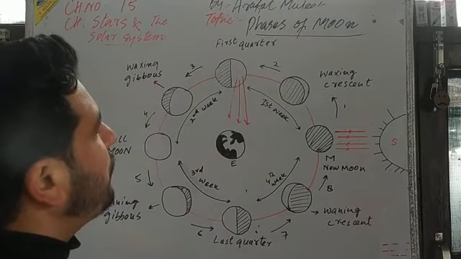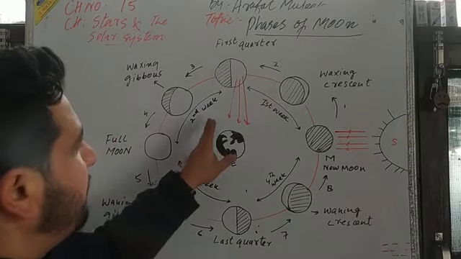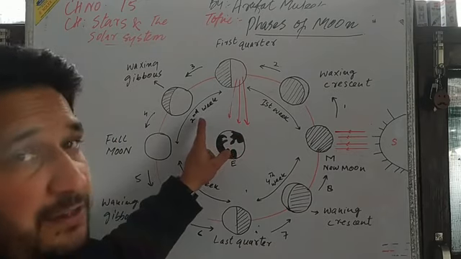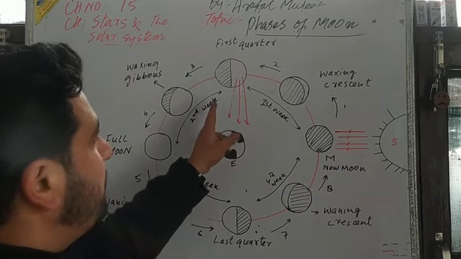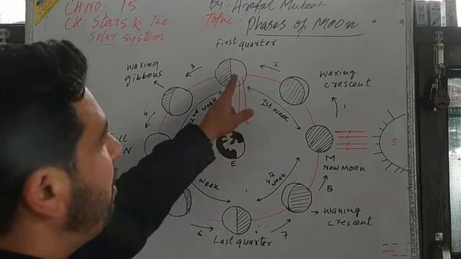This half moon appears on the first day of the second week. Remember, on the first day of the second week there is the half moon.